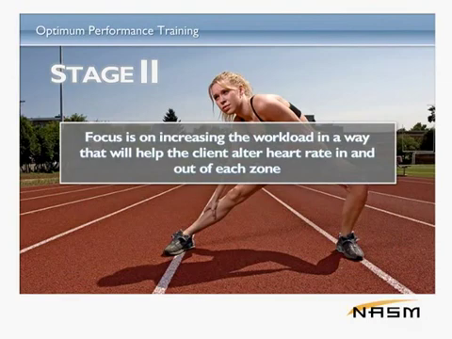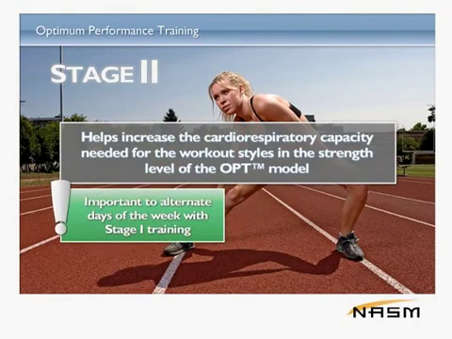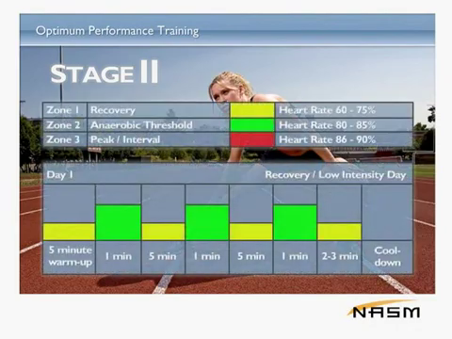The focus in this stage is on increasing the workload in a way that will help the client alter heart rate in and out of each zone. Stage 2 training helps increase the cardiorespiratory capacity needed for the workout styles in the strength level of the OPT model. It's important to alternate days of the week with Stage 1 training. This means alternating sessions every workout. Stage 2 is the introduction to interval training, in which intensities are varied throughout the workout.